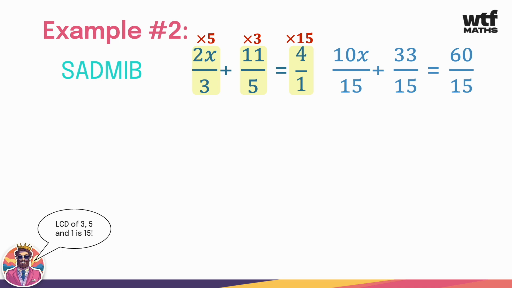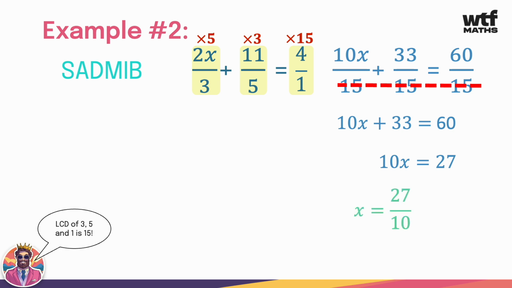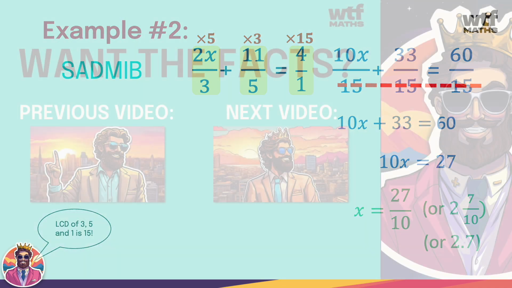Now that the denominators are the same number, I can simply just cross off all the denominators in one go. So all I have left over now is 10x plus 33 is 60. I can take 33 from both sides, 10x equals 27, and then finally divide both sides by 10, x equals 27 over 10. Or you could write that as 2 7/10, or you could write it as 2.7. There's lots of ways you can write your answer.